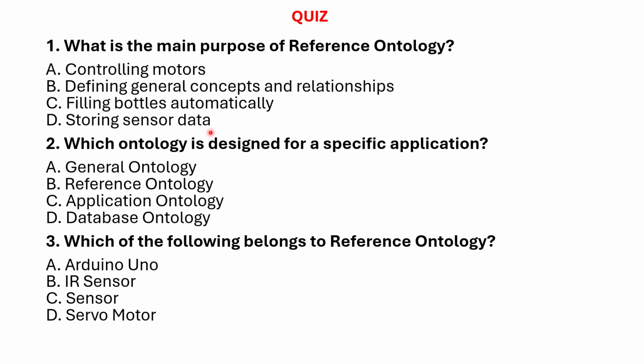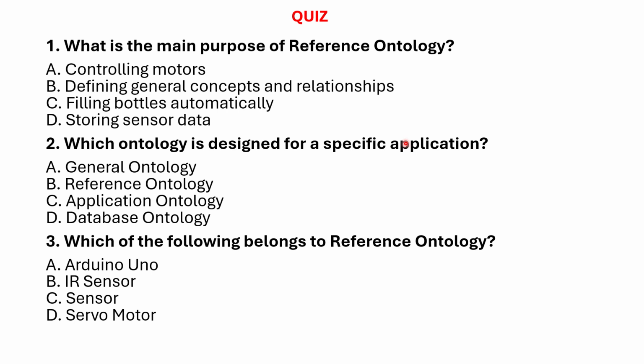Now we have learned about the reference ontology and application ontology. So now we'll just test our understanding with a short quiz. So first is, what is the main purpose of reference ontology? Reference ontology is basically used for defining a general concept and relationship. The answer is B.